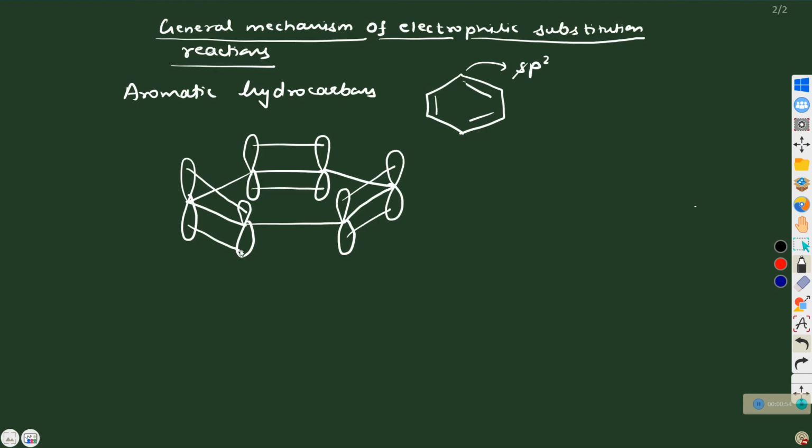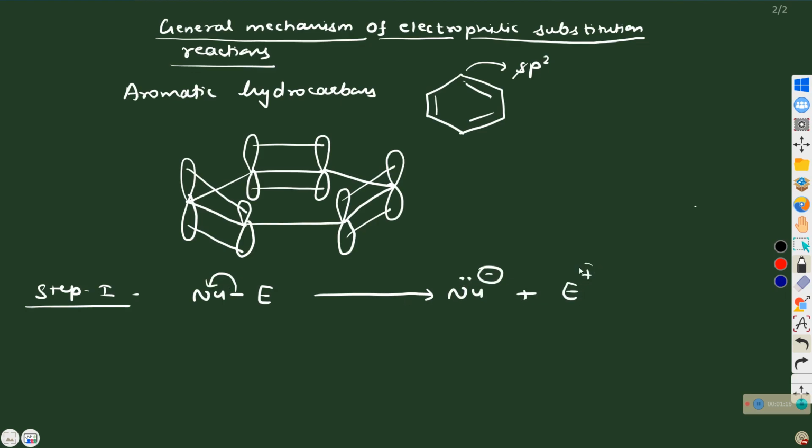So in the reaction mechanism, the first step involves generation of electrophile. In the first step, heterolytic fission will produce an electrophile, which is an electron seeker. In step 2, it is going to attack the benzene ring through the electromeric effect.